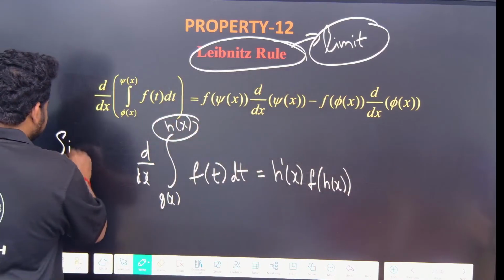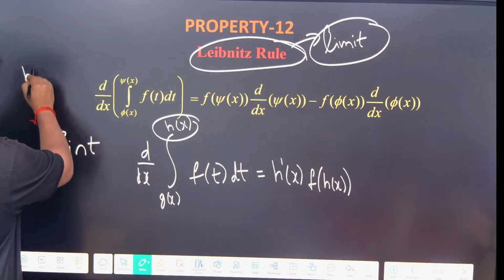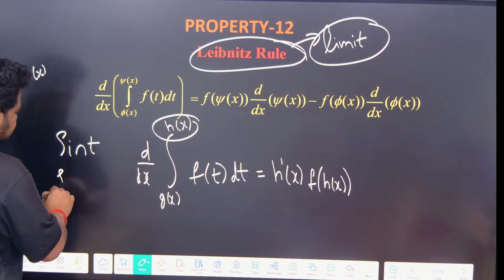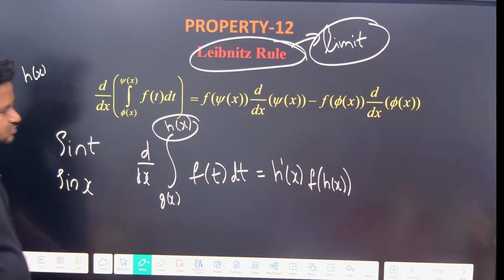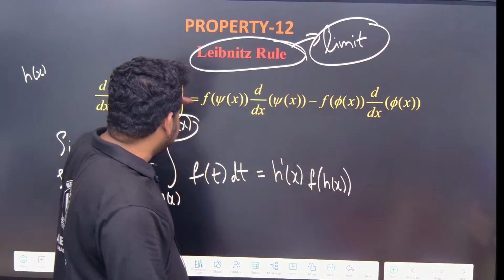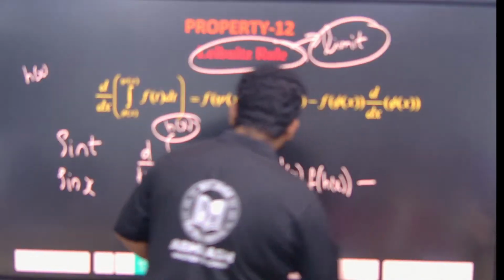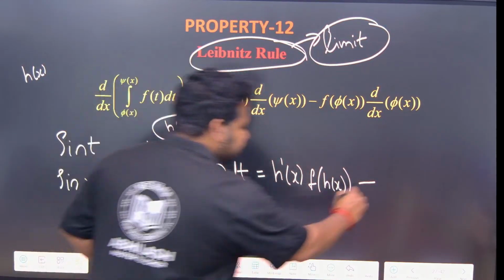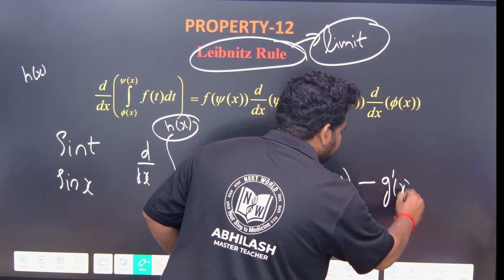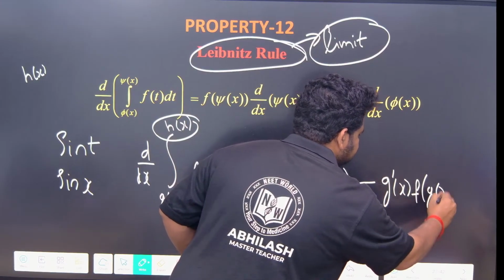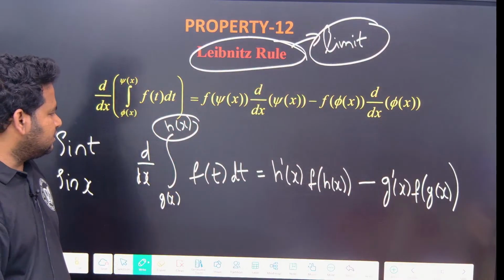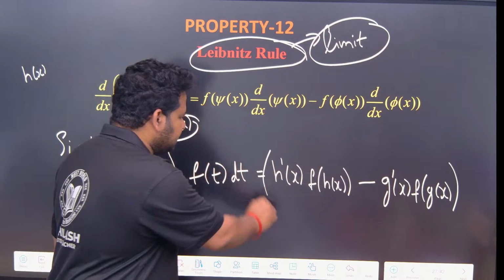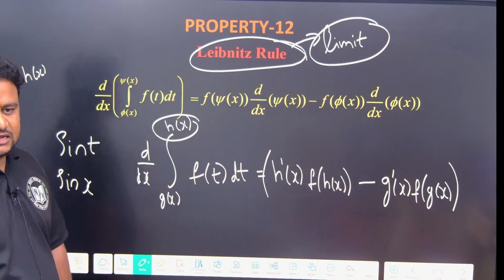Suppose you are having sin t. If h of x is given in terms of x, you will write sin x instead of t. So here it is f of h of x. This is the upper limit minus the lower limit. The lower limit is g of x, so you will write g dash of x into f of g of x. That's all. That is what the Leibniz rule says.